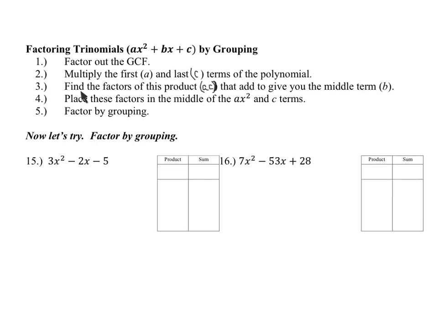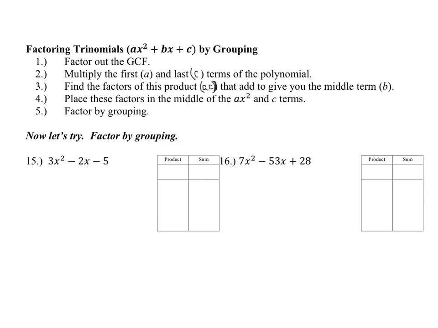And then you start thinking of factors of that product that would add to give us the middle term, which is b, right? Once I have those two factors, I just place them in between the ax squared and the c terms. And then I just factor by grouping. So let's see what this looks like in reality.